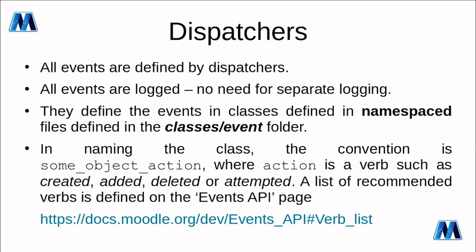So this is one of the examples where namespaces are a requirement, and this is to work with your event API. The naming convention for the class is some object action, where action is a verb such as created, added, etc. There's a list of recommended verbs on the Events API page, and there's a link there for you to go and have a look at. There's quite a long list of actions that you can specify.